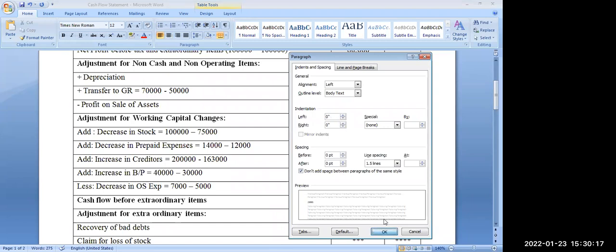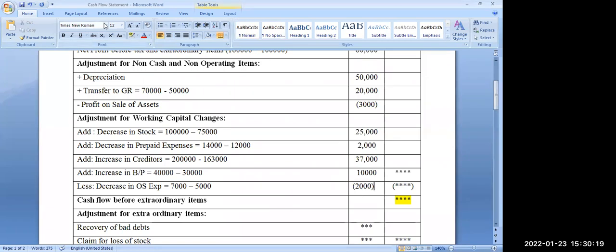Now this adjustment of non-current account, all the entries which are there, I already mentioned here. This is not the particular format. This is a format, already a format. Which format have I given you? This format only I have given you. No, sir. Plus depreciation, transfer to GR, profit on sale of assets. So this particular thing was already given. Is it a normal format which you have to follow for all cash flow statements, or is it particular to this question only?